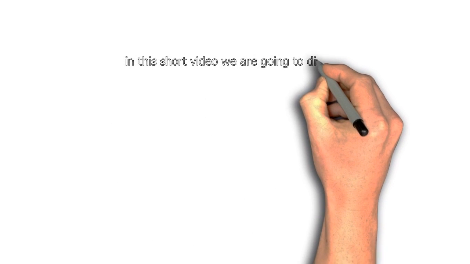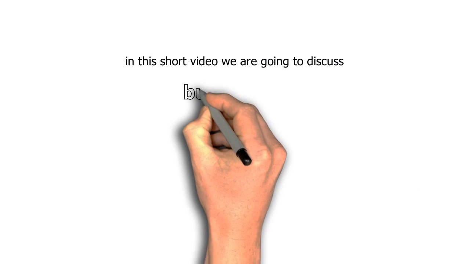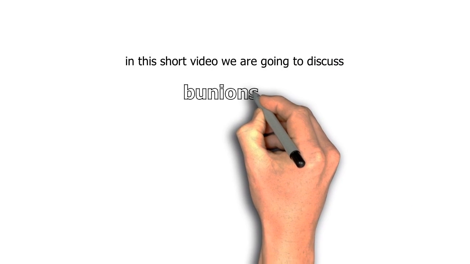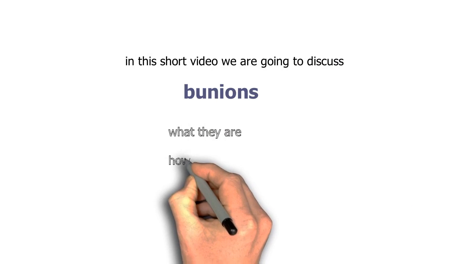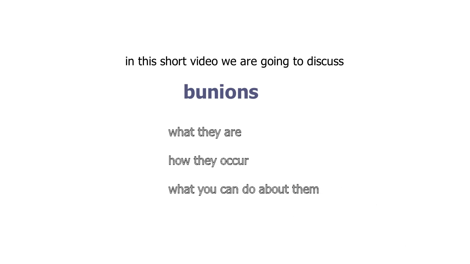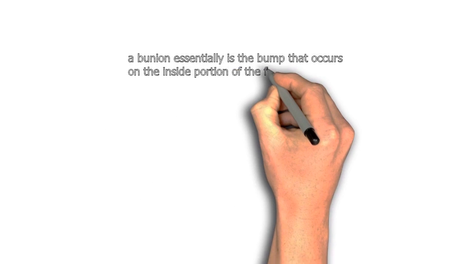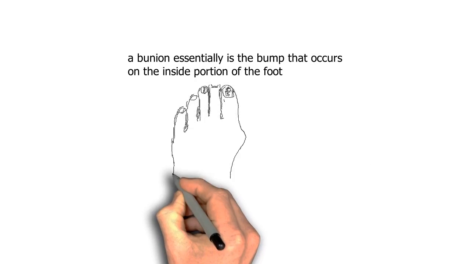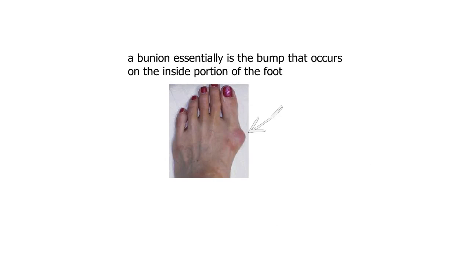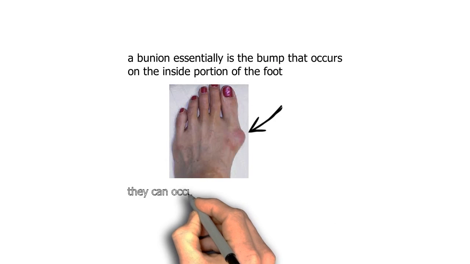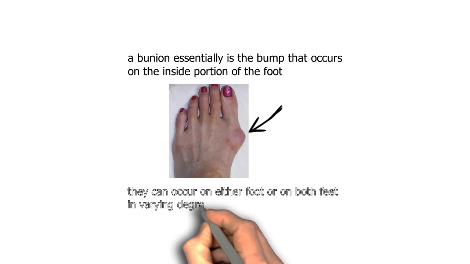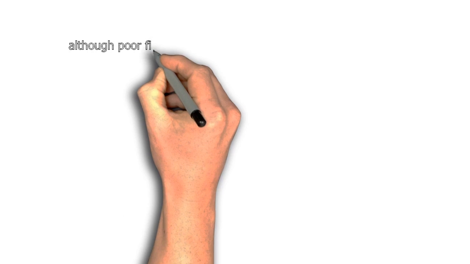In this short video, we are going to discuss bunions. What they are, how they occur, and what you can do about them. A bunion essentially is the bump that occurs on the inside portion of the foot. They can occur on either foot or on both feet in varying degrees.